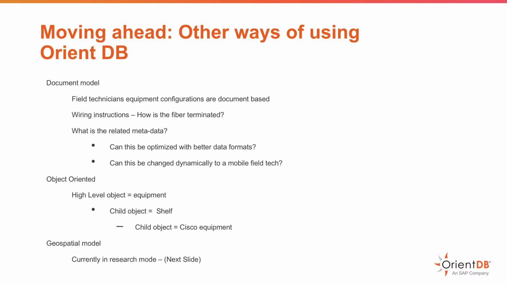So what I should have started with was, I told you what the past was, which was relational databases, the present, the graph database, and our future is really going towards things like this, where we're using a combination of things in this model that we have in OrientDB. We have graph, we've got documents, which is, again, if you squint real hard, it says field instructions, right? How does equipment get terminated? How does the metadata get related? Can this be optimized to different data formats?